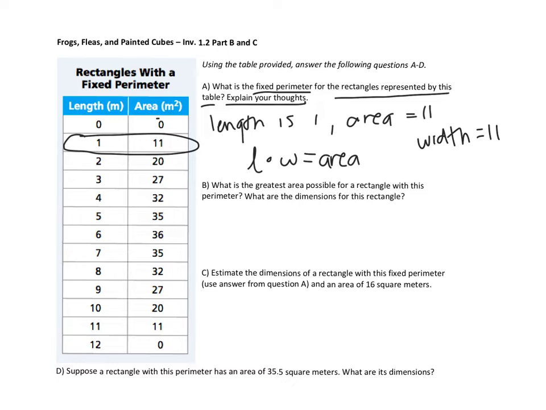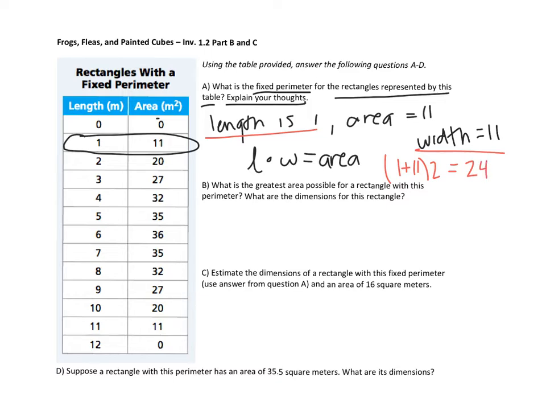Okay, so if I have a length of 1 and a width of 11, well, again, you're adding up all four sides. So I have 1 plus 11 times 2, which gives me, of course, 24.